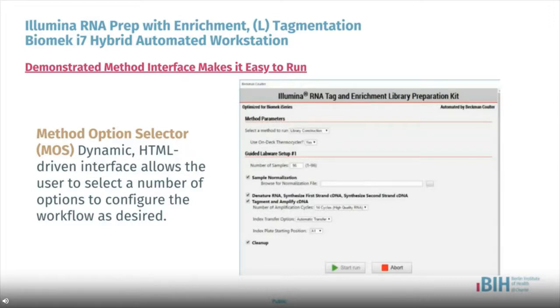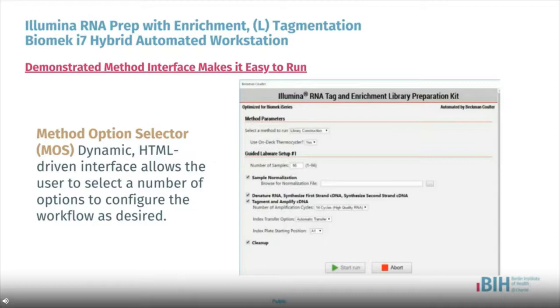Run parameters are defined using the method options selector. This form is a dynamic HTML-driven user interface that allows users to select the parameters they wish to run during the current method run, such as number of samples, the use of the automated thermocycler, which indexes to be used during the course of the run, and method start and safe stop points.